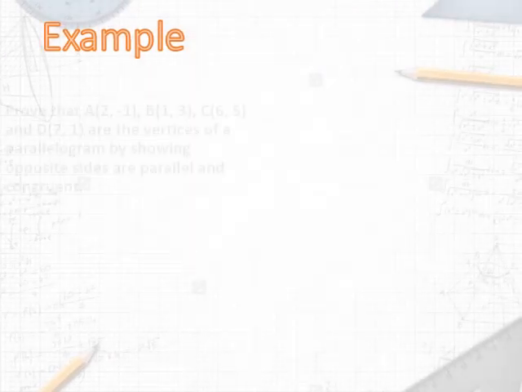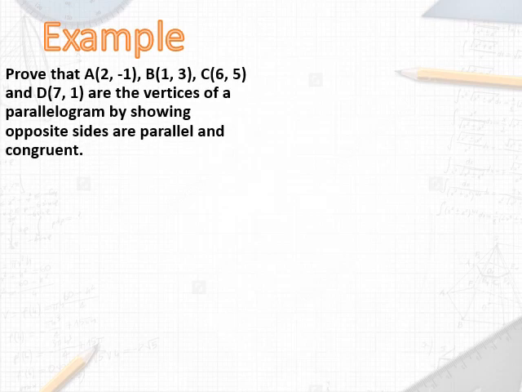Okay, here's our first example. We've got 4 points, A, B, C, and D, and we want to show that these are the corners of a parallelogram. And how we're going to do that, we're going to say, all right, properties of a parallelogram. What makes it a parallelogram?